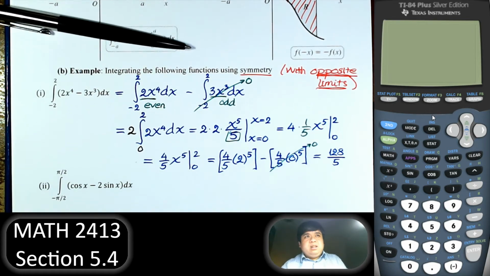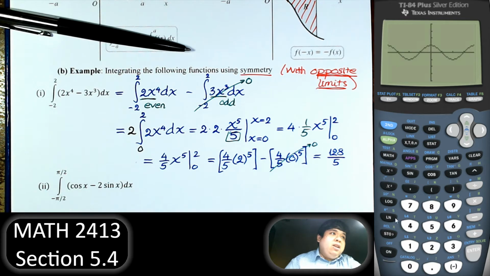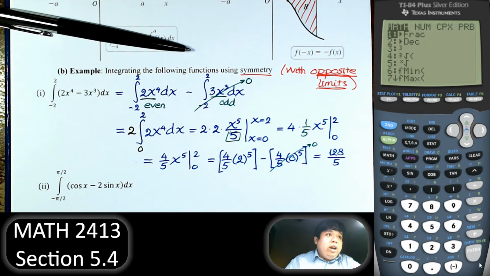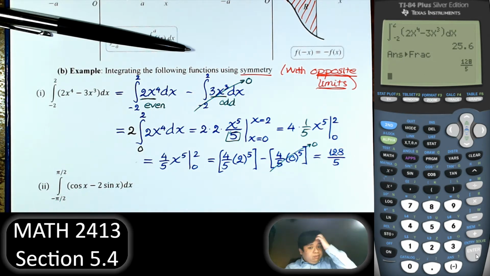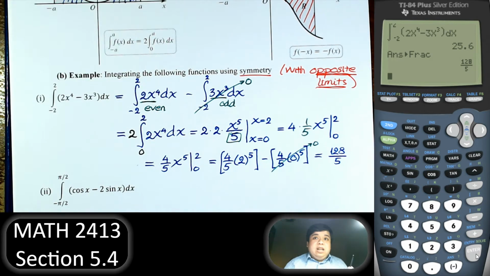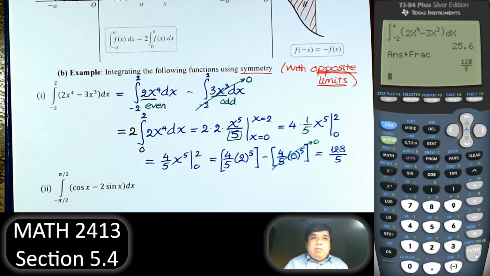That's simplifying a lot. Of course, if we want to check the math, we can always at least get the number and see if it works. 2x to the 4th minus 3x cubed. Is that 128 over 5? It is. So it's good. So using odd and even certainly helps, but once again, it only works if the limits are symmetric.